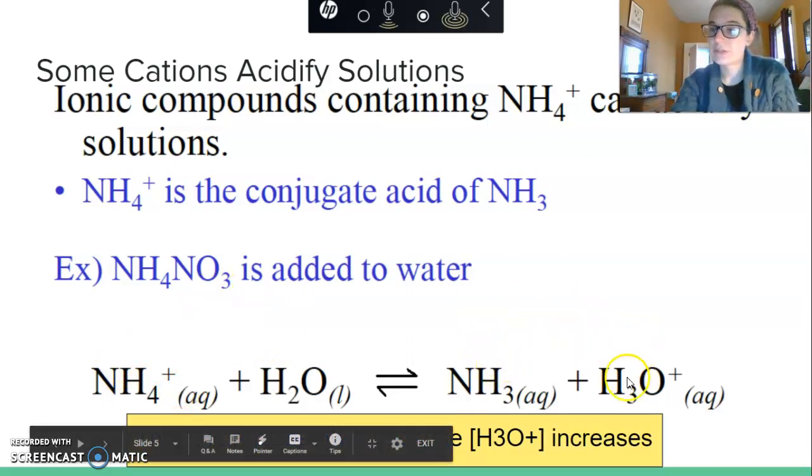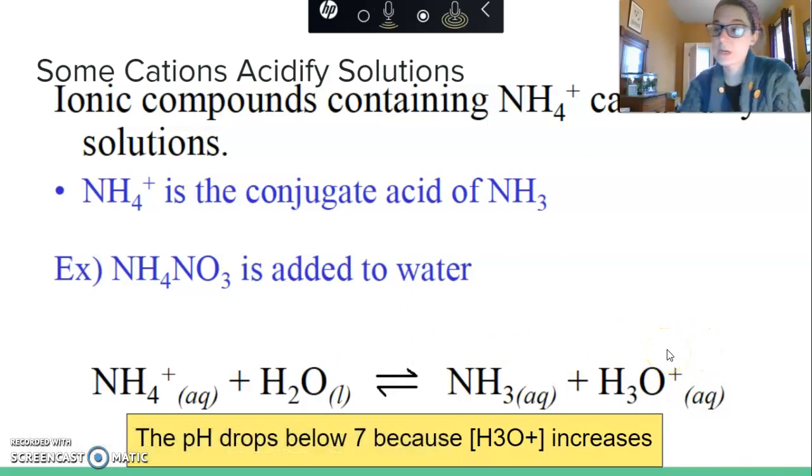act as a proton donor to create H3O+. Okay, so NH4+ is acting as an acid. It donates its proton to water to form the hydronium ion. So the pH drops below 7 because the concentration of H3O+ increases.